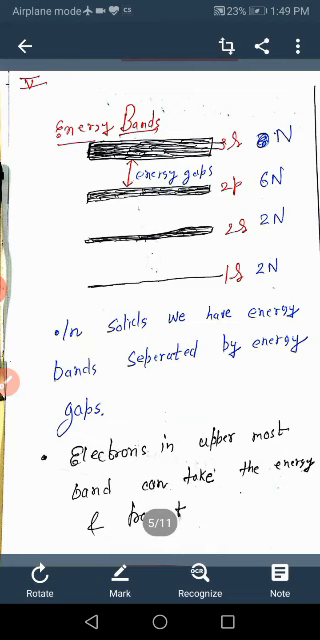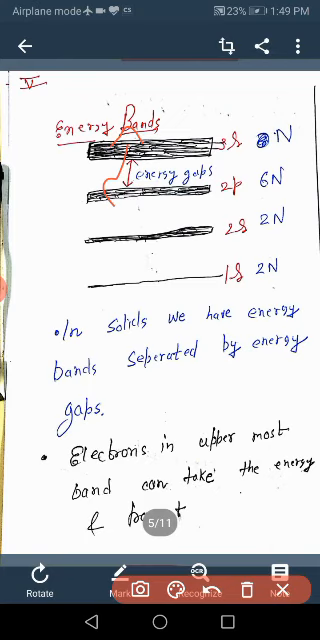So this is how energy bands form in the solid. In a solid we have energy bands separated by energy gaps. So these are the energy gaps that we have already discussed. If an electron wants to jump from here to here, then it will have to receive an amount of energy equal to this energy gap. Then it can jump from here to here.